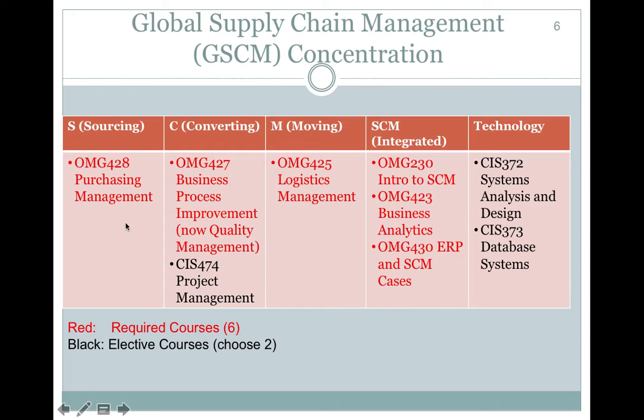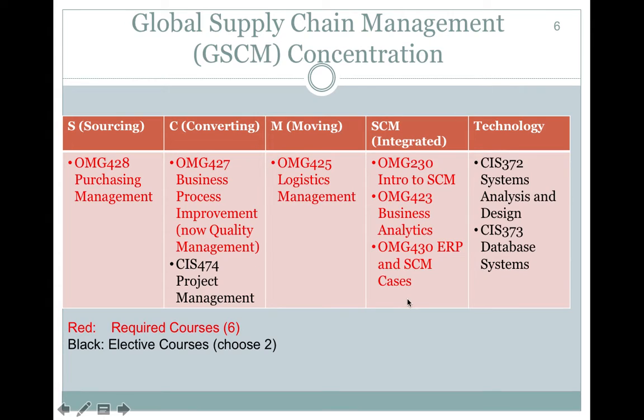For sourcing, you need to take the required course OMG230 Purchasing Management. For operations or converting, you need to take course 427 Business Process Improvement. It was Quality Management, and we changed the name to Business Process Improvement. And you can also take another elective course in Project Management. For moving, you need to take Logistics Management.